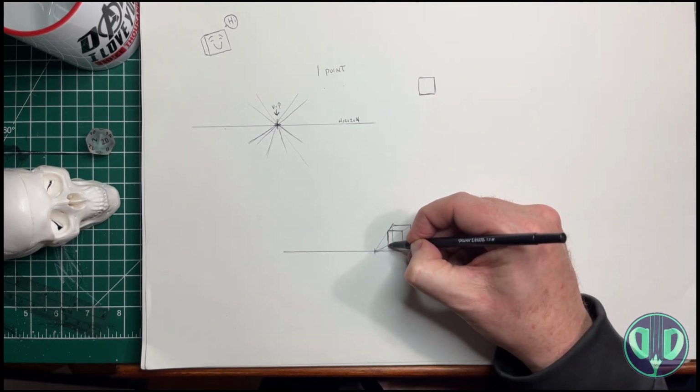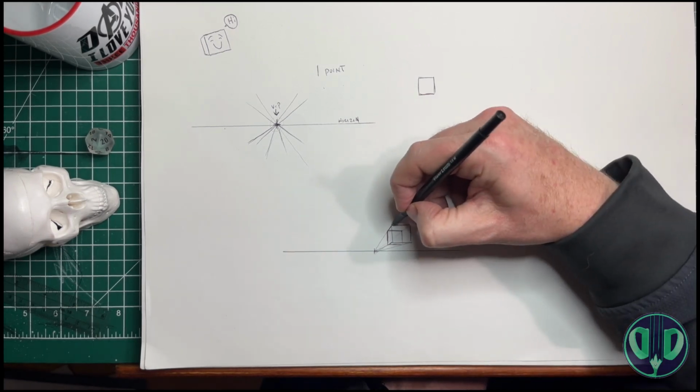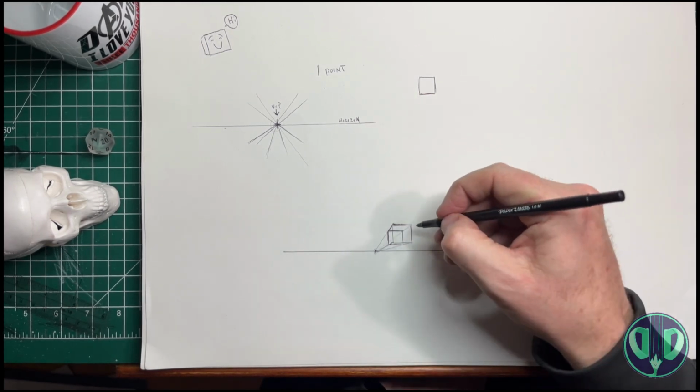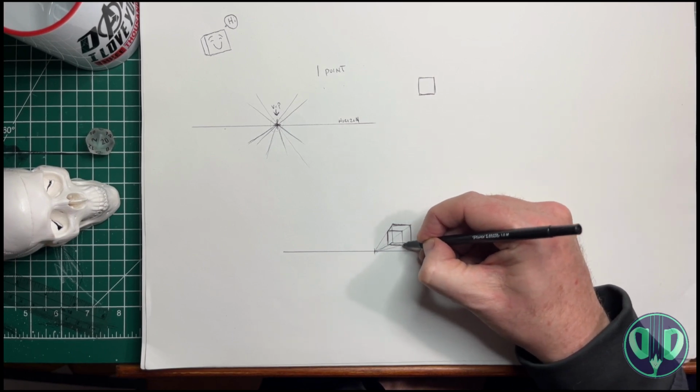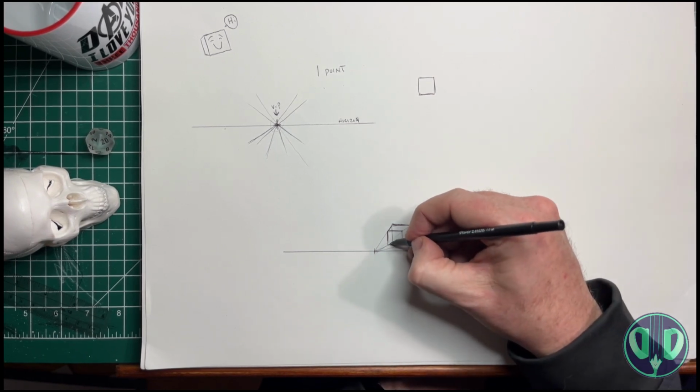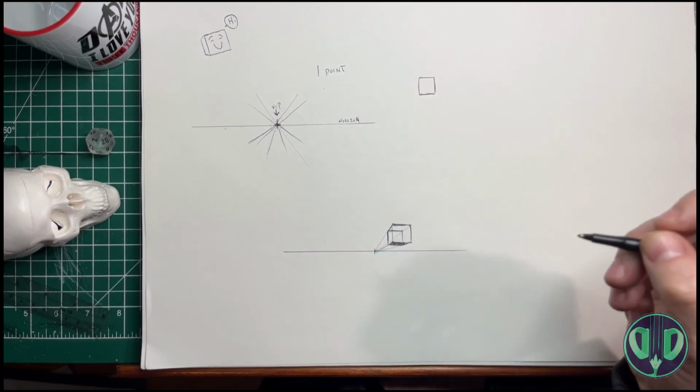All right, not perfect, but that's okay. Again, we're practicing. It's practice, not perfection. You save the perfection for when you're trying to do finished pieces.